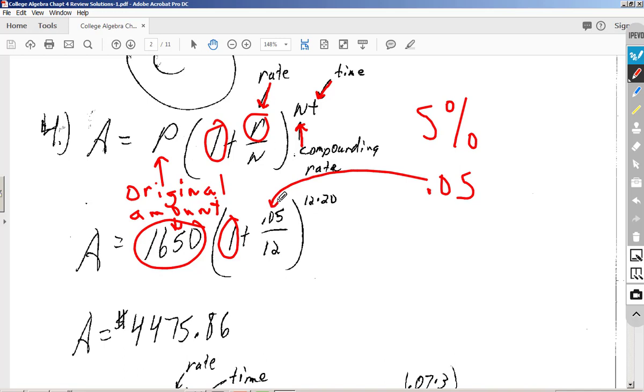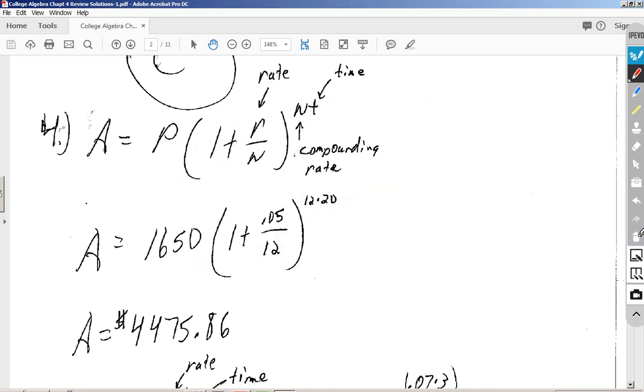And it says it's going to be compounded monthly. Well, compounded monthly means that it's going to be compounded 12 times per year. So that's 12. So there's my compounding rate, my N. And the time that I'm going to leave it for, it says it wants me to leave it for 20 years. So I substitute in my 20. So once I've done all that, now it's just a matter of making sure that I go ahead and put it into my calculator correctly.